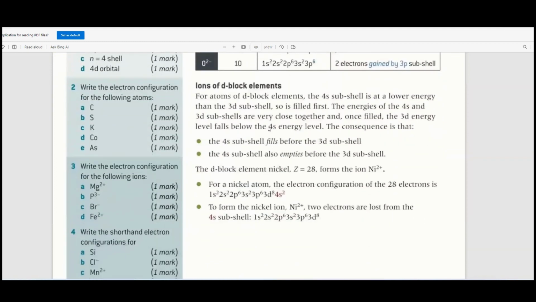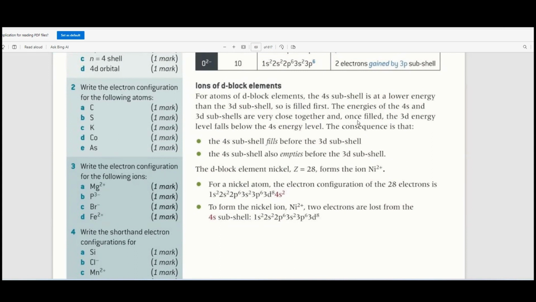So ions of D block elements. For atoms of D block elements, the 4s subshell is at a lower energy than the 3d subshell. So it is filled first. We already know first 4s will be filled, and then 3d will be filled. The energies of the 4s and 3d subshells are very close together, and once filled, the 3d energy level falls below the 4s energy level. The energies of the 4s and 3d subshells are very close to each other. We already know that. That's why 4s was filled first.